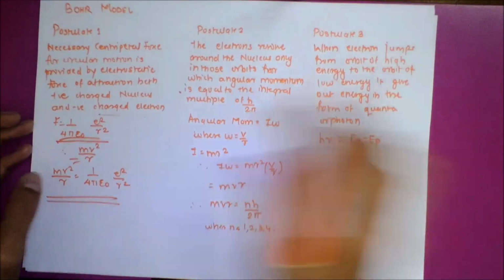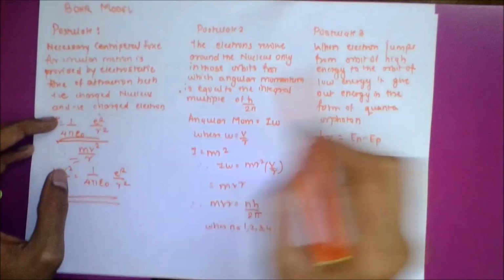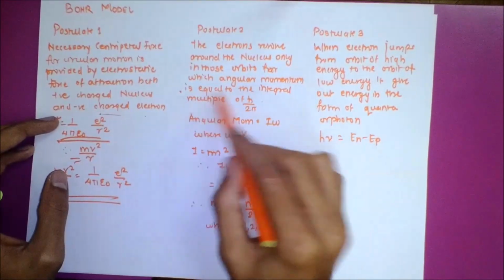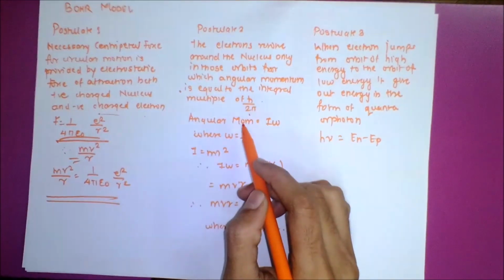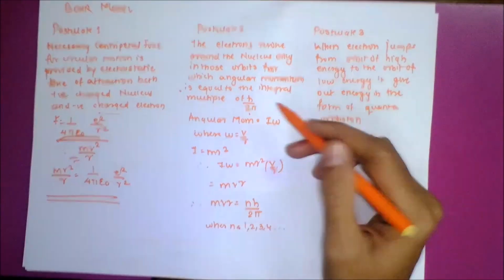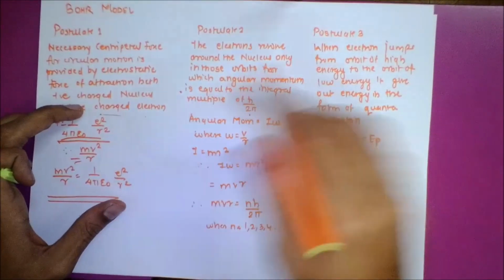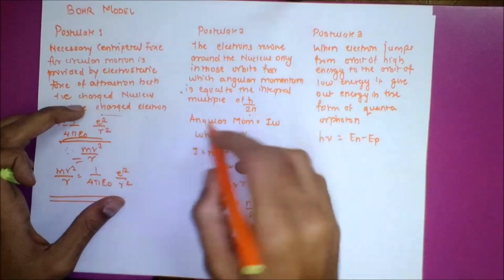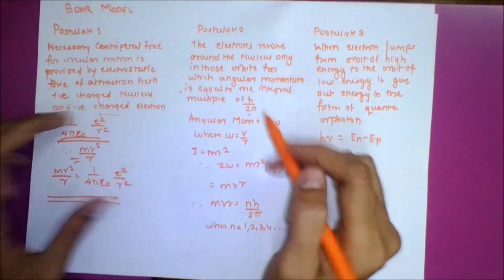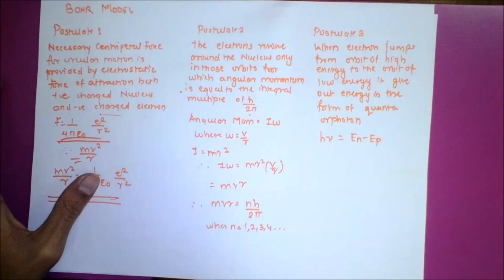The second postulate states that the electron revolves around the nucleus only in those orbits in which the angular momentum is equal to an integral multiple of h upon 2 pi. That is, the revolution of the electrons takes place only in those orbits whose angular momentum is equal to an integral multiple of h upon 2 pi. These orbits are called stationary orbits, or quantized orbits, or Bohr's orbits.